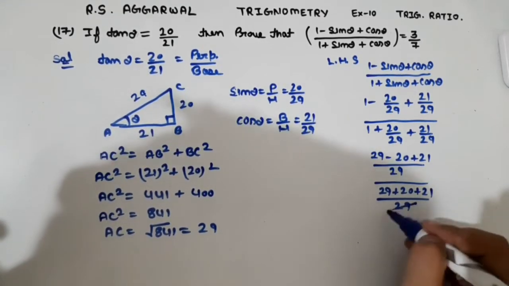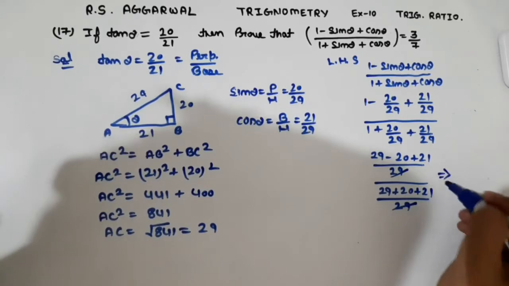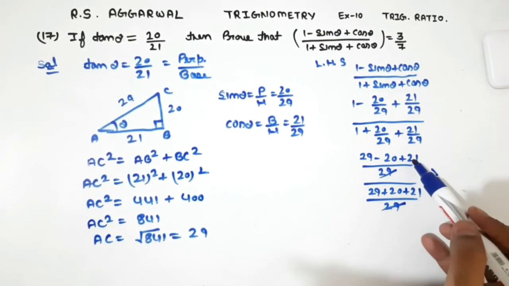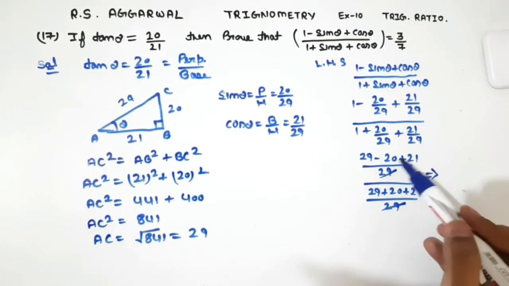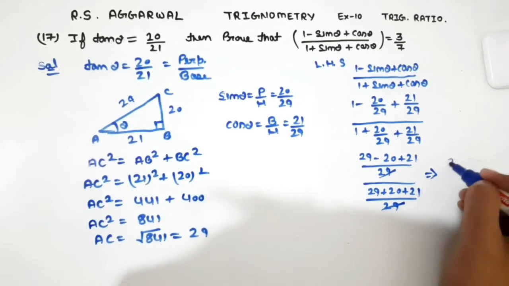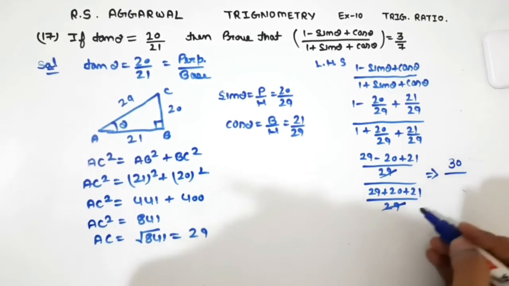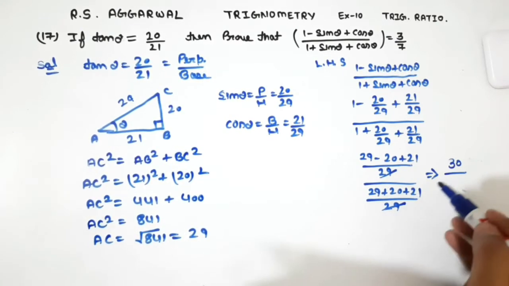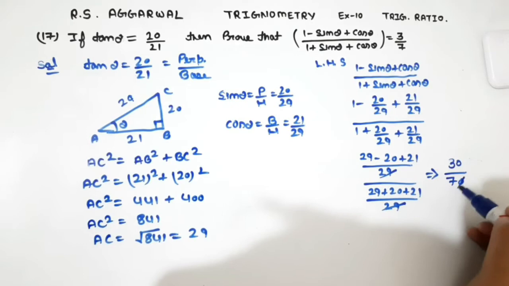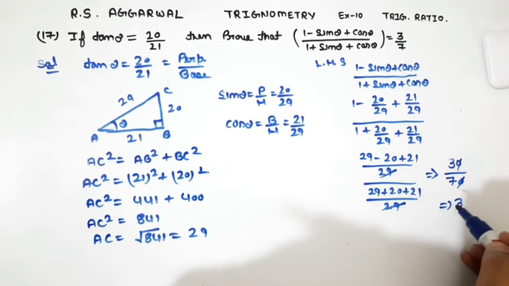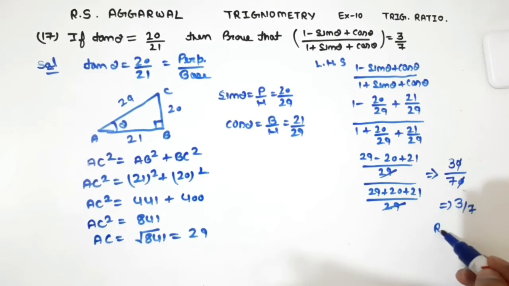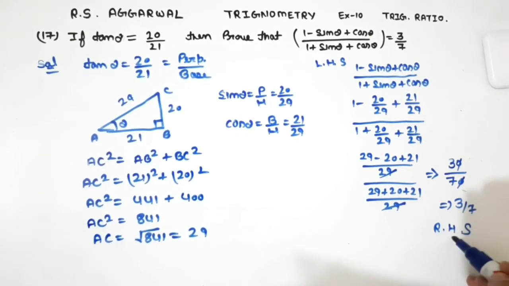So 29 will be cancelled out. So that will be equals to 29 plus 21 will be 50 and 50 minus 20 will be 30, and 29 plus 21 will be 50, 50 plus 20 will be 70. So 0 will be cancelled out. That will be equals to 3/7. That is equals to RHS.